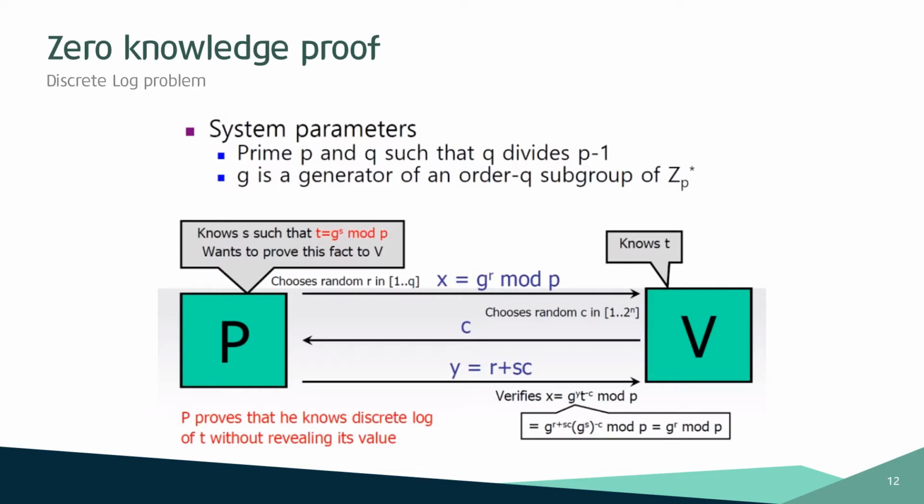The next example goes deeper, to prove that we know the value of the discrete log problem, which is used a lot in cryptography. In other words, we want to prove that P knows S satisfying T equals G to the power S.